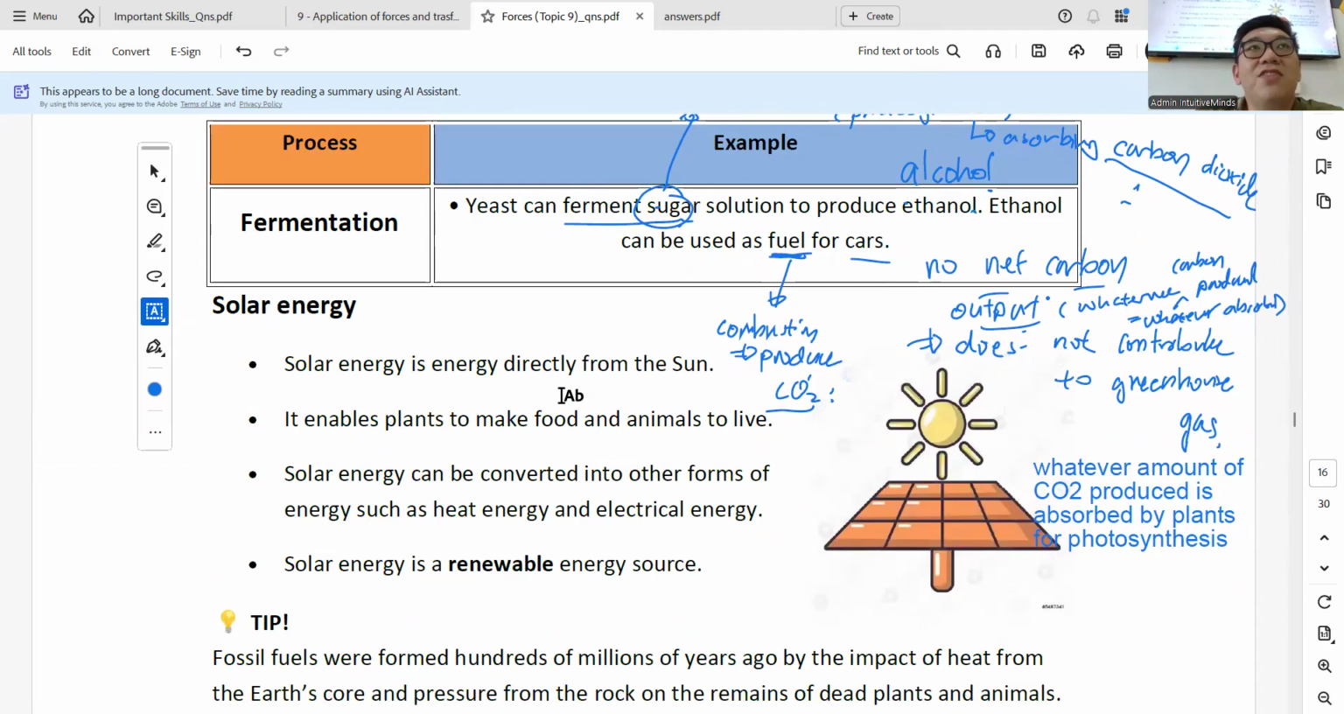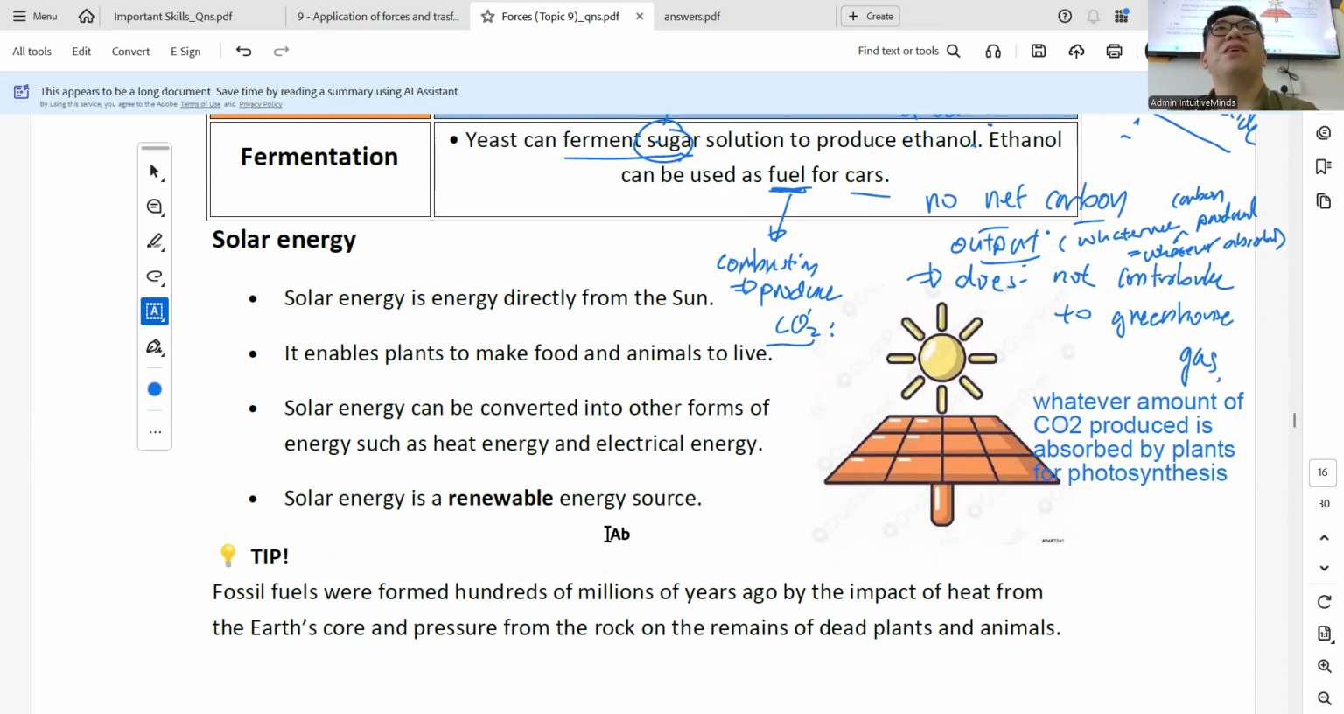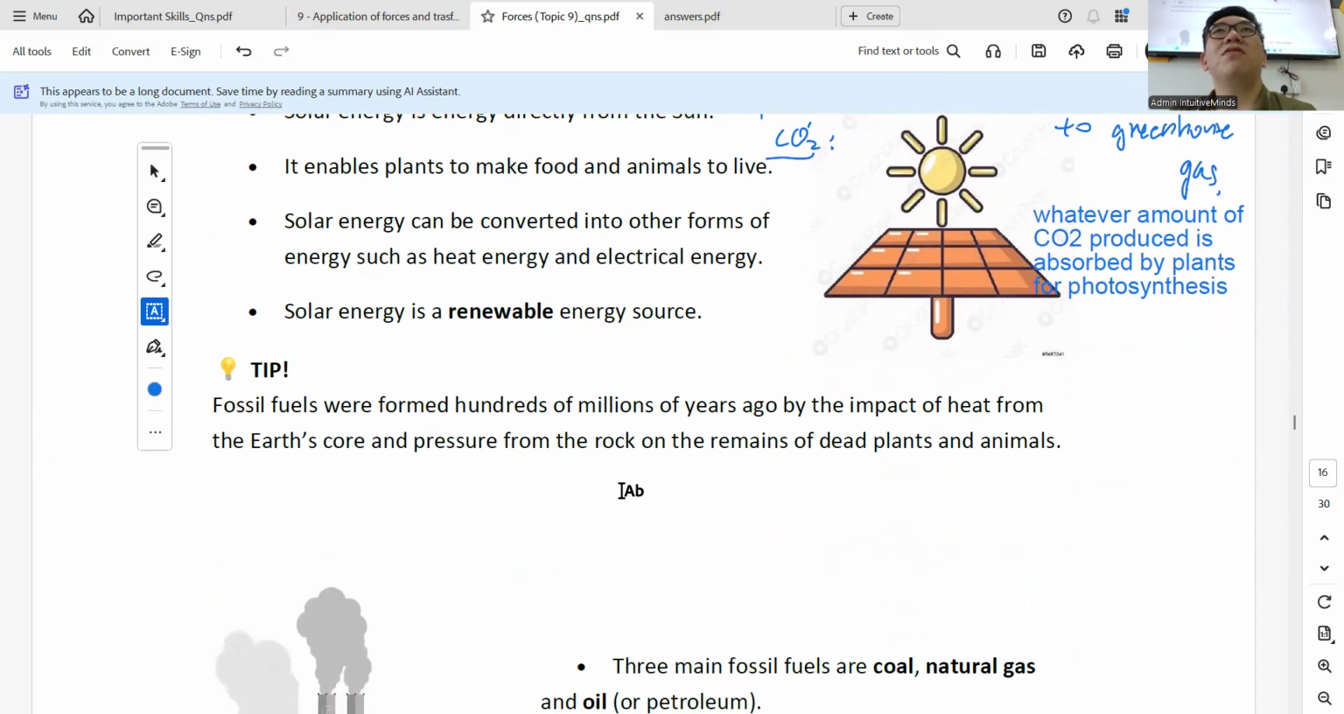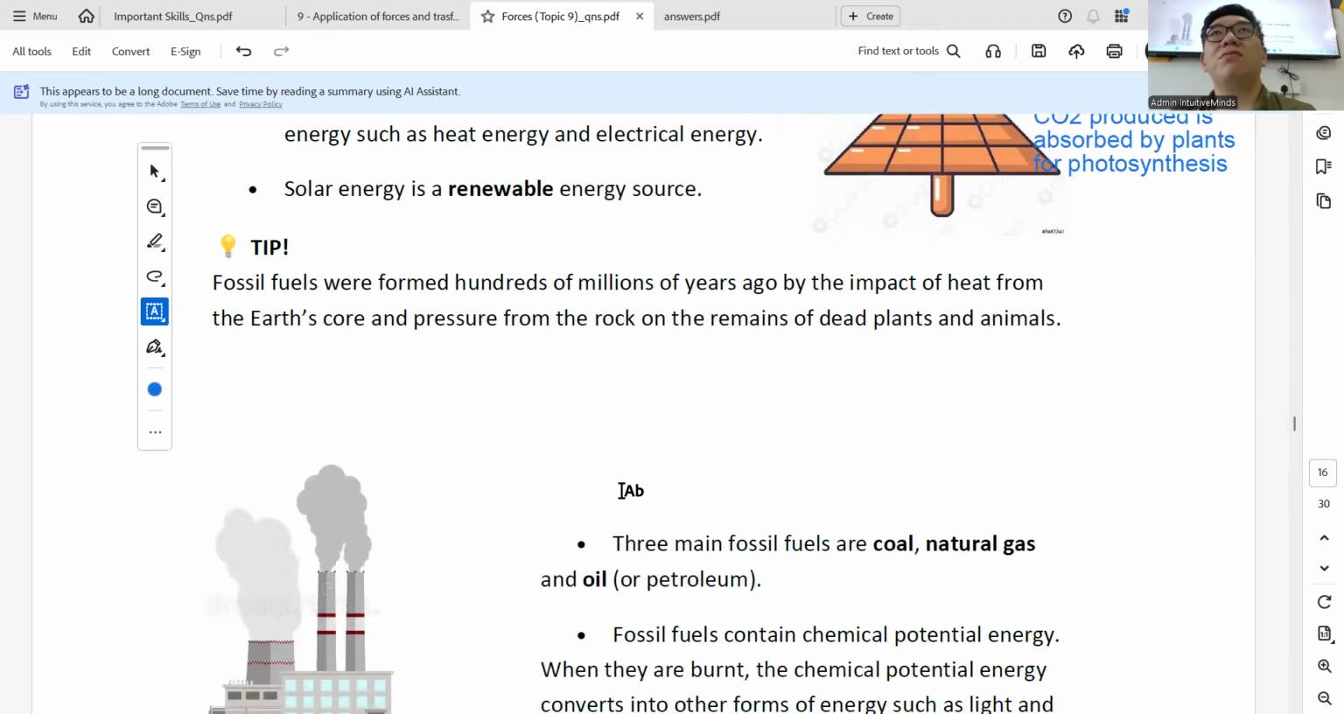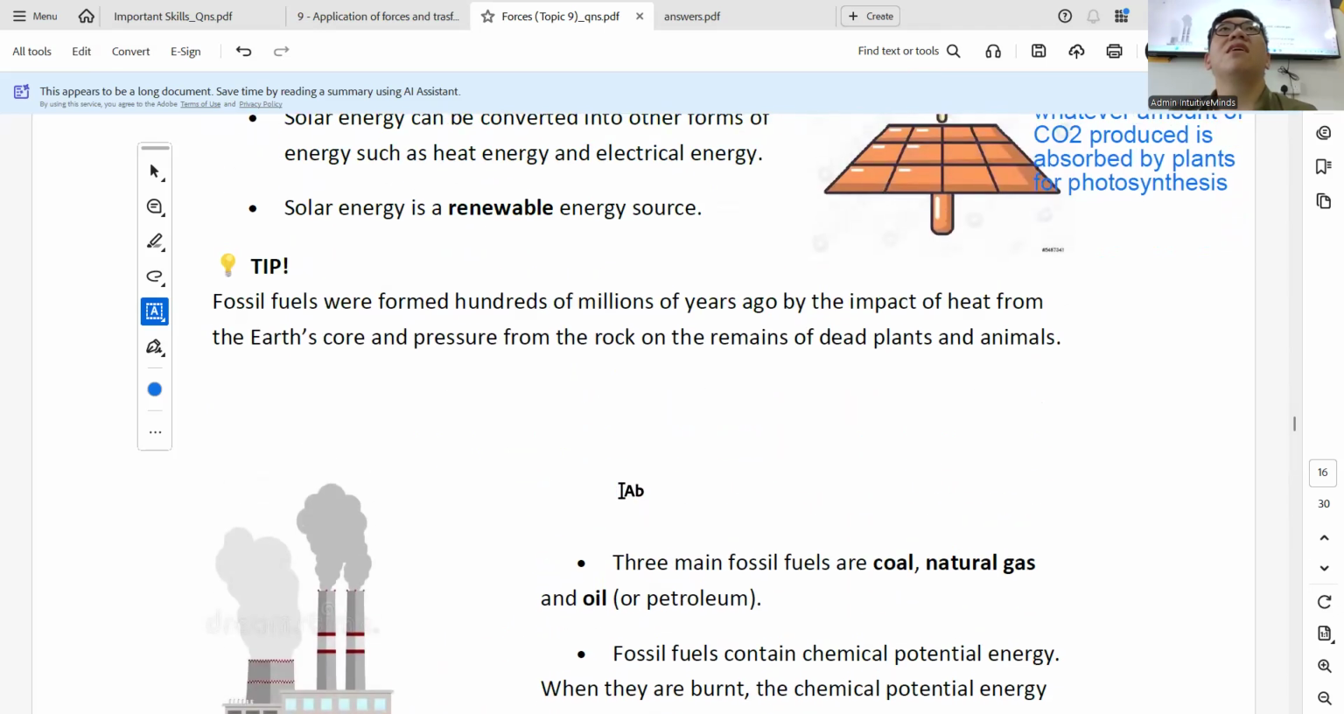Okay, next is solar energy. Solar energy, I think you covered it in primary school. So this is about solar panels. That's what they do, convert solar energy to heat and electrical. It's a renewable energy source. So all you need to do is just read this.